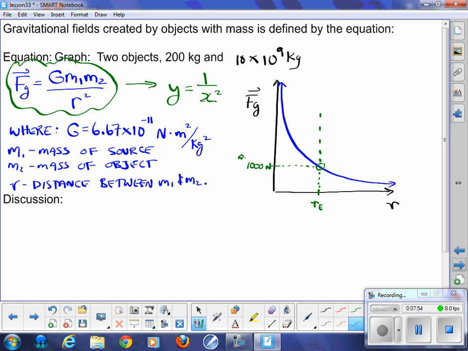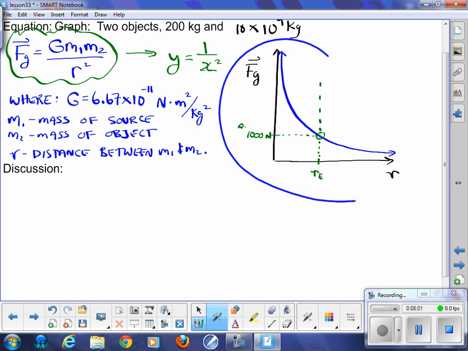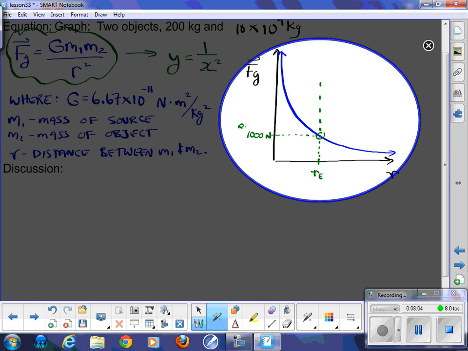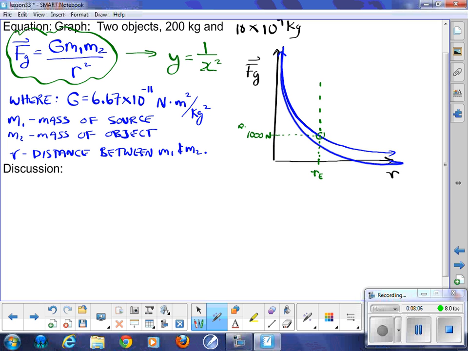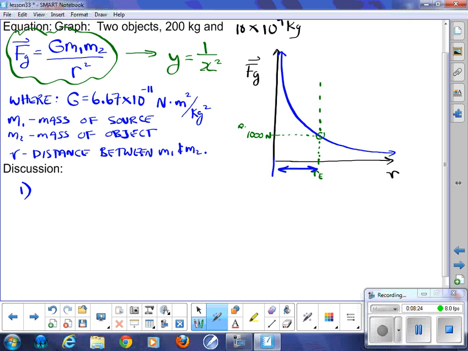What I want to talk about is what properties stem from this relationship, this graph that I just sketched. Because it's a reciprocal function, there are a couple of properties that are important here, a couple of things I want you to take away. As we reduce the distance between the objects, as we move that dotted line closer to the y-axis, the radius is decreasing.